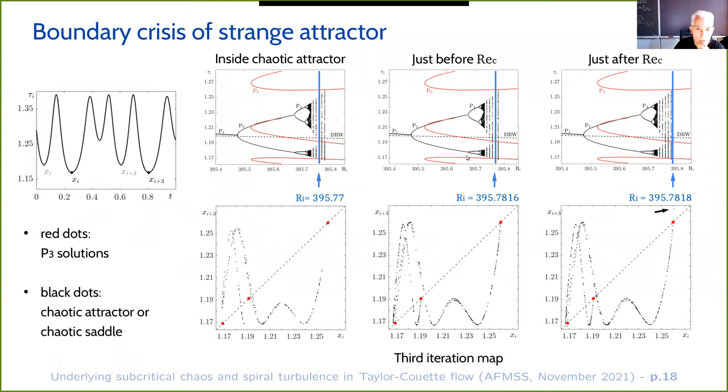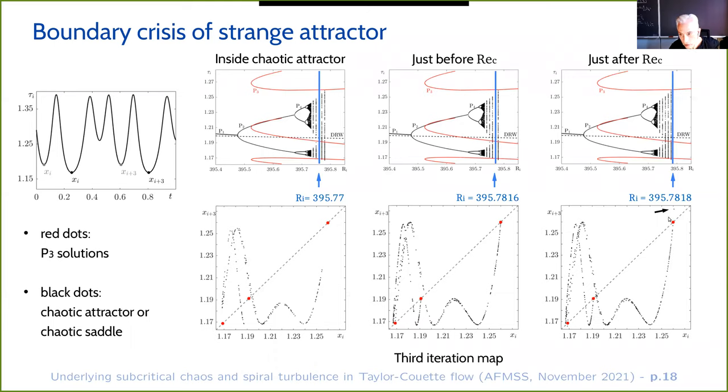So you have here, for slightly different Reynolds numbers, how the strange attractor approaches more and more the P3. Here we have plotted the third iteration map in order to show you how the points of the strange attractor in the iteration map approach these three red dots, which correspond to the P3. And as you see, the iterated points of the strange attractor approach the P3.